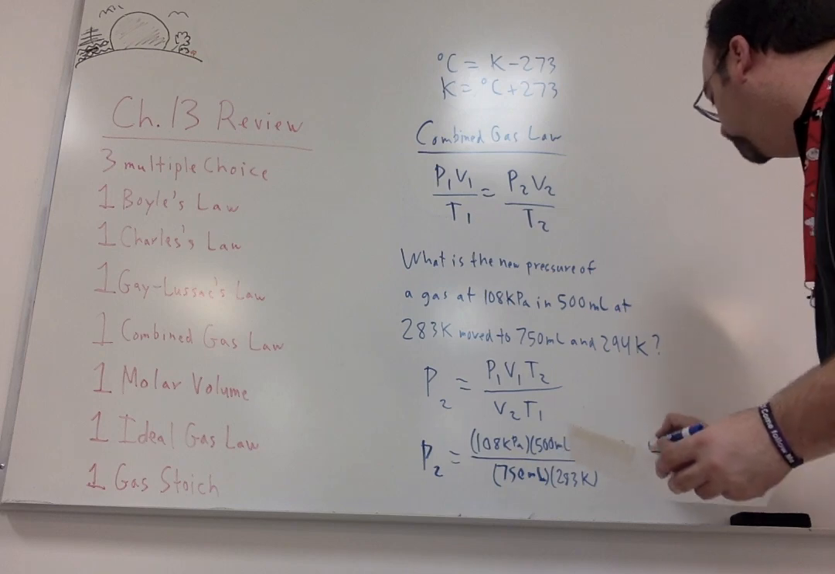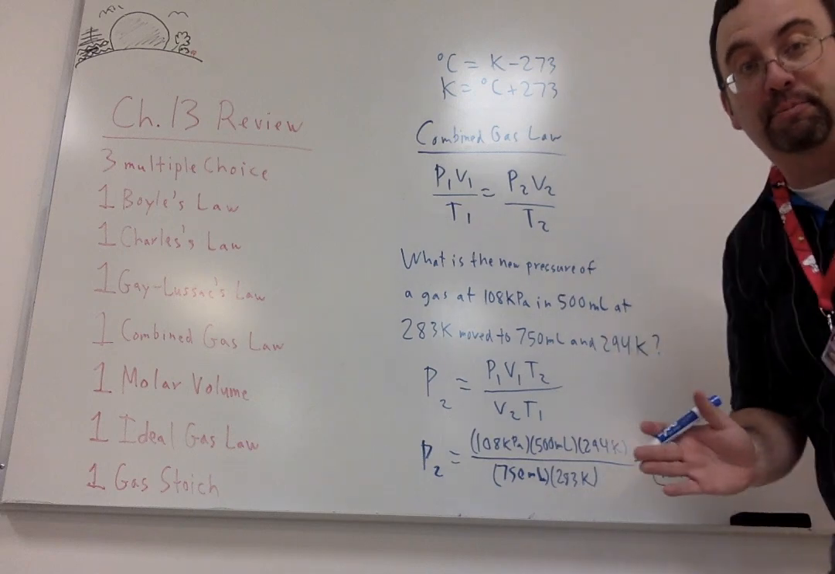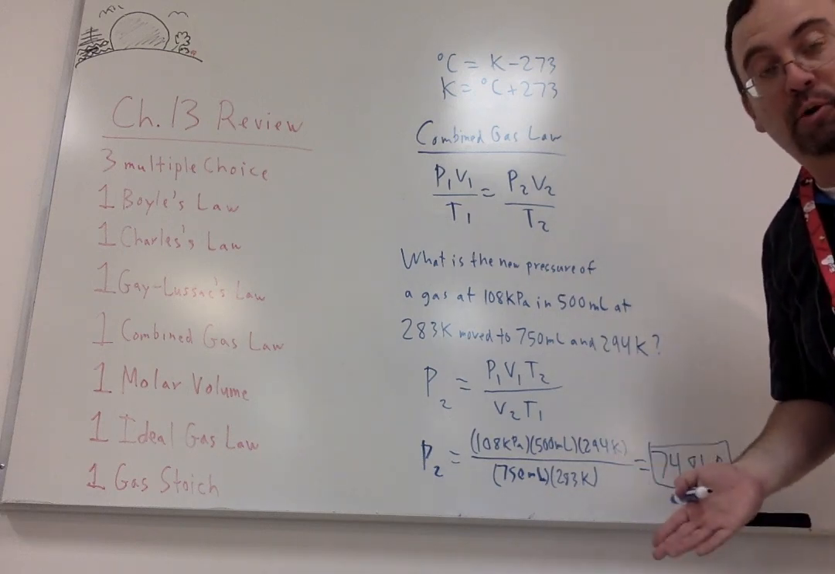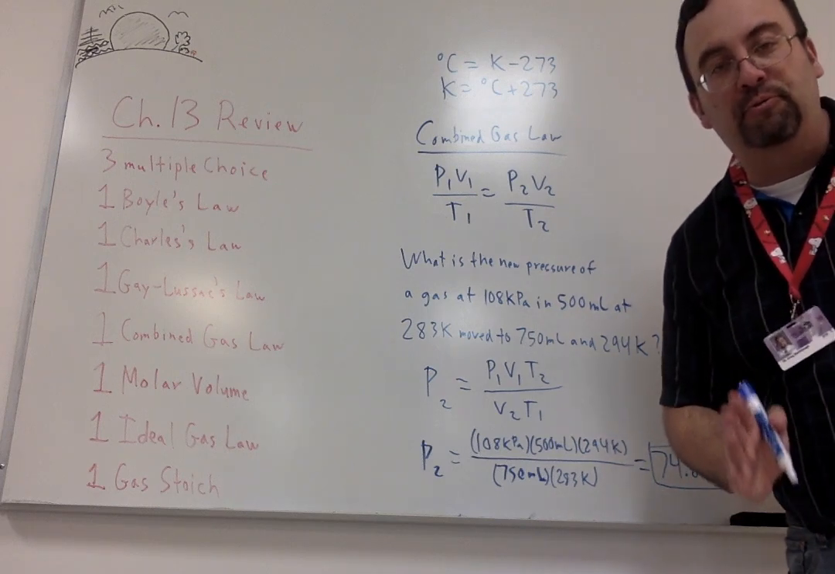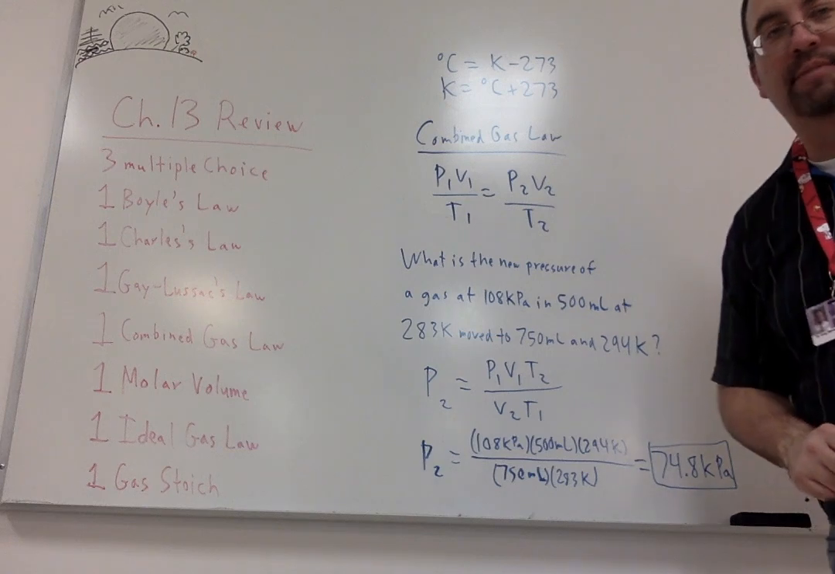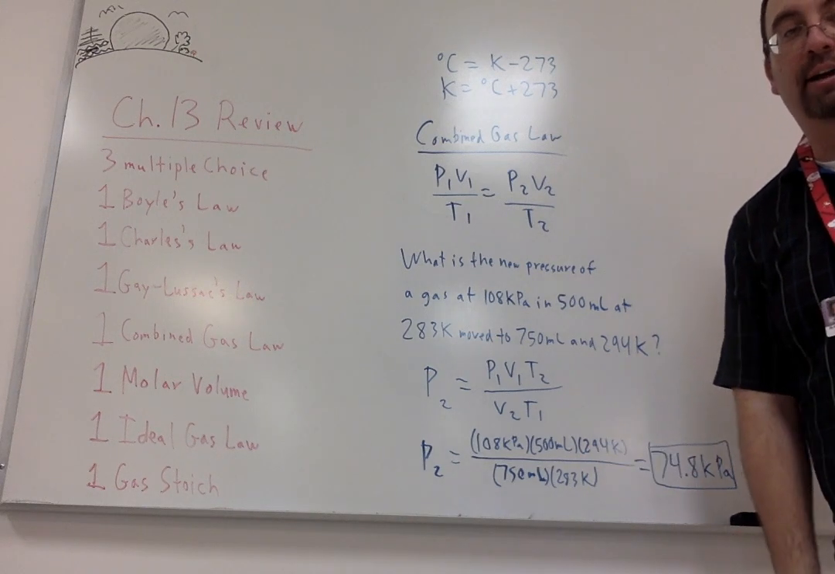kilopascals. I also wanted to remind you that rounding errors will not count against you. For example, if you rounded this up to 75 kPa, as long as you show your work and have the unit, I would still give you full credit. So again, we find out that the new pressure is 74.8 kilopascals. And this is an example of a combined gas law problem.